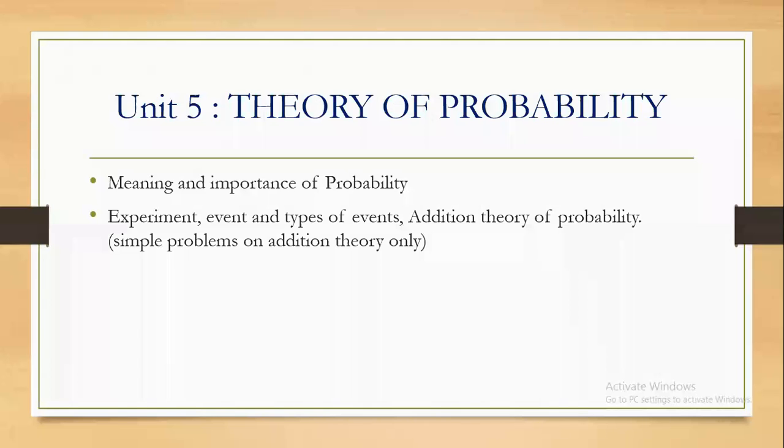For example, tossing the coin, rolling the dice, and touching a live electronic wire. These are all examples of the theory of probability. So in this theory, we are discussing the meaning of experiment, what is the event, what is the situation, what is the simple event, what is the independent event.